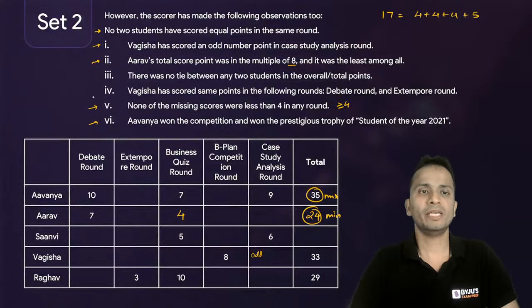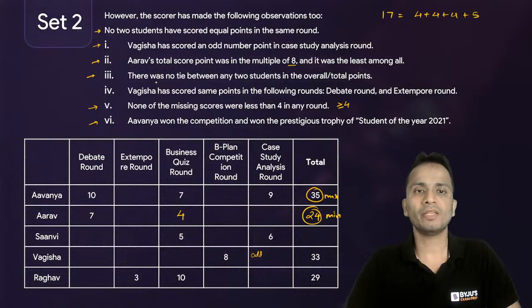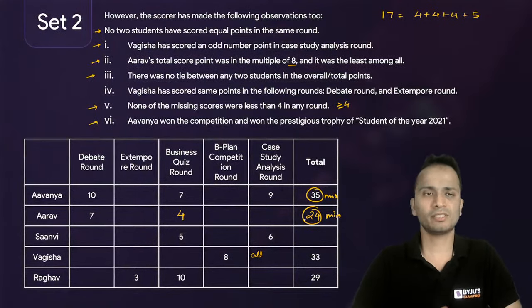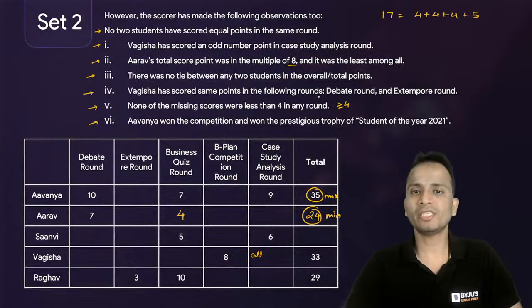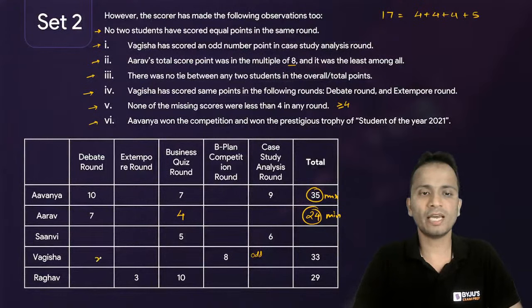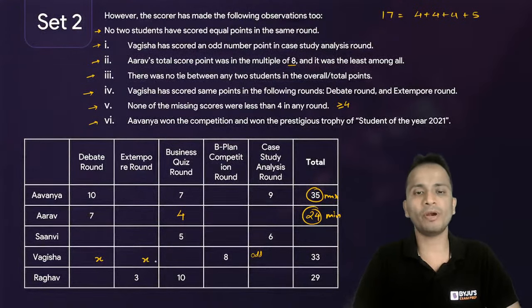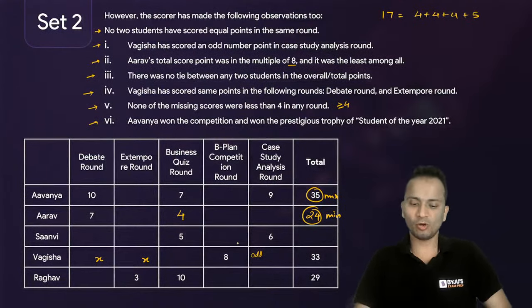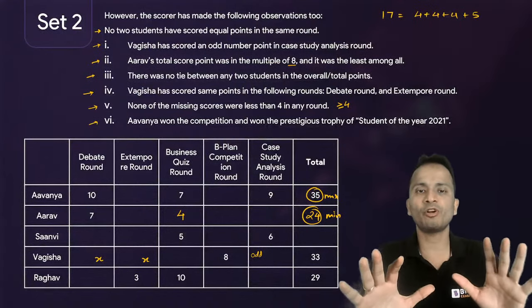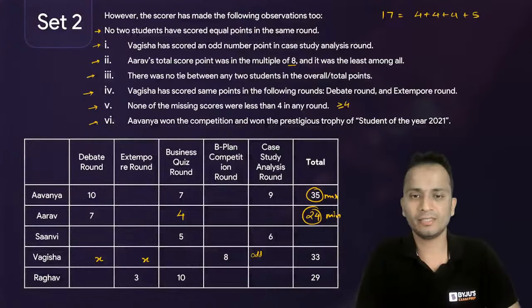Okay? Now, third point, there is no tie between any two students in the overall total points. So overall total points of the students should be distinct numbers. Okay. Then point number 4, Vagisha has scored same points in the following rounds. So Vagisha has scored X and X equal points in these 2 rounds. This is odd, right? That's it. Okay. So this is the information that we have in our hand. Clear? Now let's have a look at the questions one by one.